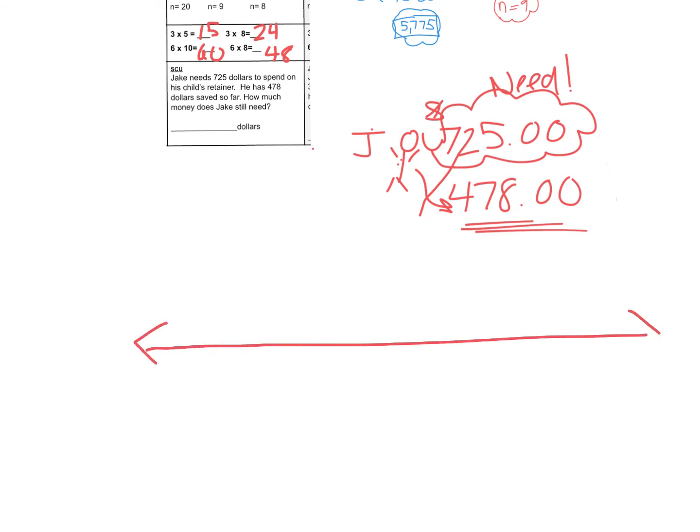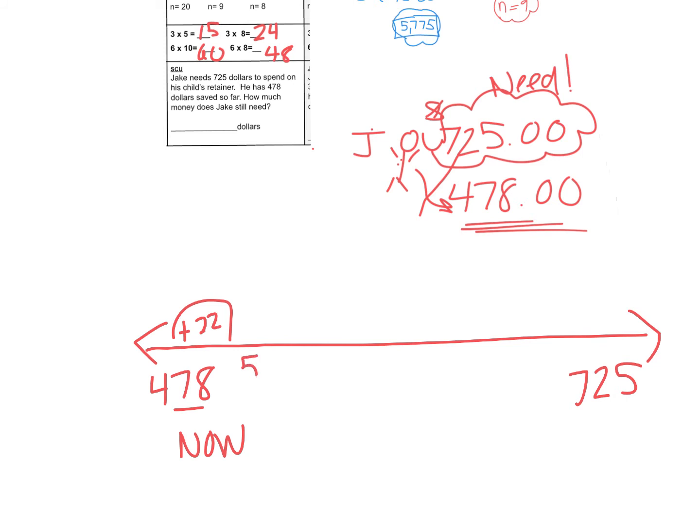Remember our good old number line. And I'm going to use a counting up strategy on the number line. I'm going to start with $478 because that's what he has now. And I'll end at $725 because that's what he needs to have. So I'll start with $478, and I can see that I could take a little jump of 2 to get to $480. Now, if you can see that, hey, I can just take a jump of 22 to get to a hundreds number, then I get to 500.